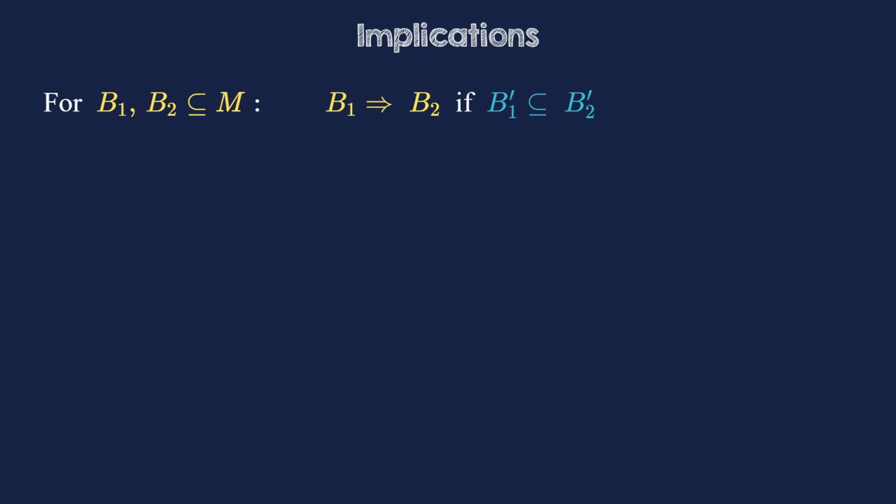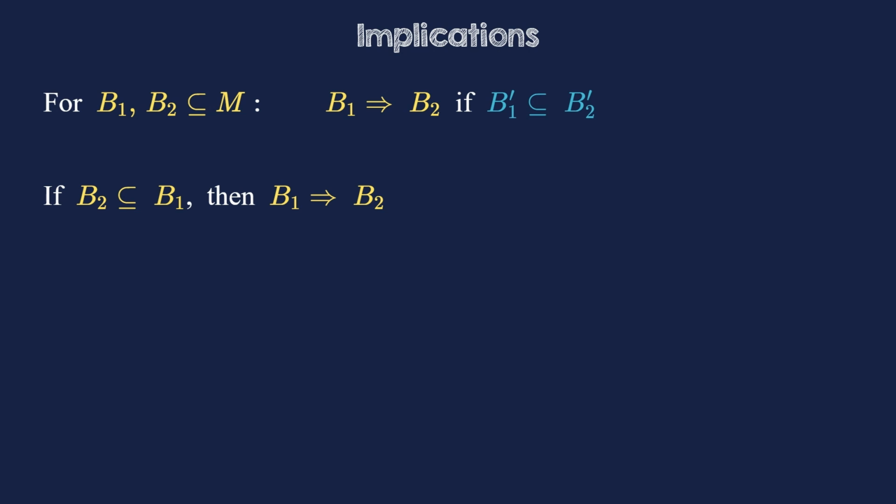In other words, B1 prime must be a subset of B2 prime. We use this double right arrow to denote implications. Let's look at some easy to prove properties of implications. First, if B1 contains B2, then B1 always implies B2. That's because we already saw that the derivations reverse the order, so we get B1 prime in B2 prime immediately.